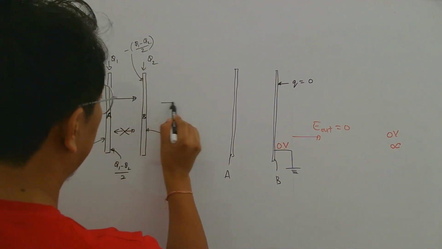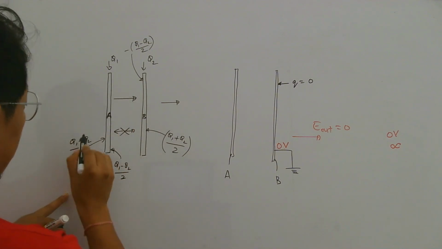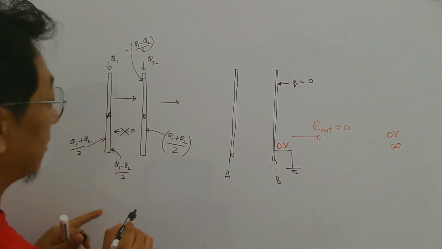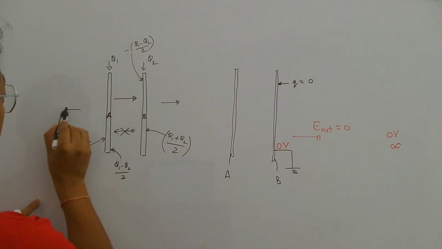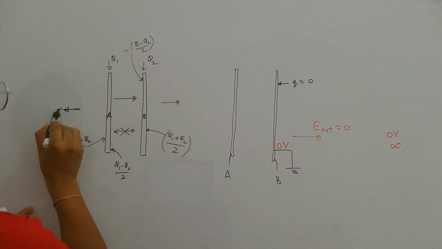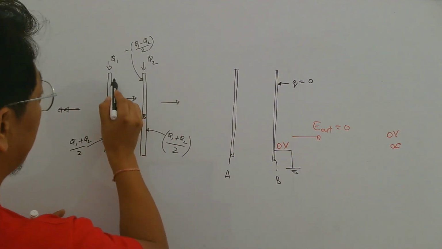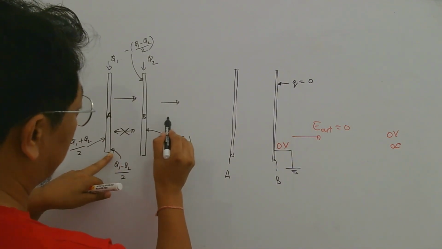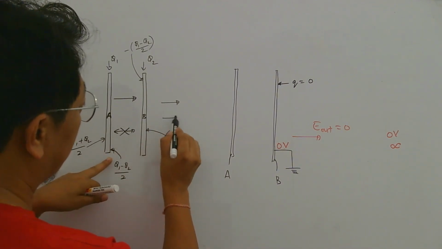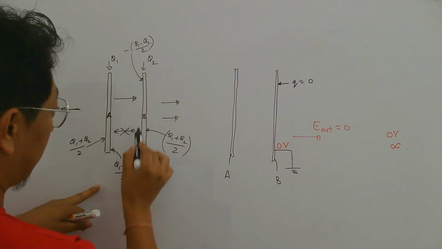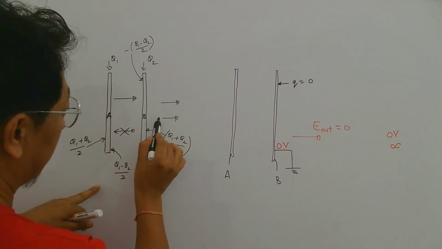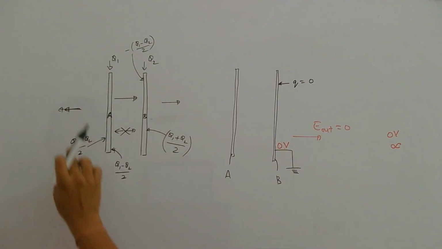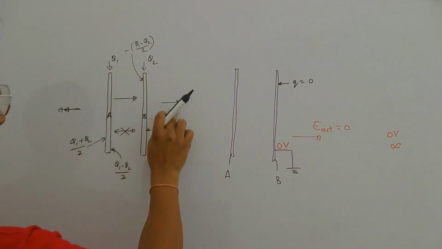What about outside? Is there an electric field? Yes. Due to this one, it will be away. Due to this one also, it will be away. Similarly here, due to this charge, it will be away. Due to this charge, it will be away. Here there will be no electric field due to these inner surfaces. Why? Because outside the plate, this inner surface will create an away electric field and this negative charge inner surface will create a towards electric field. So those two will cancel. So right now there is an electric field in between the plates, and outside the plates also.